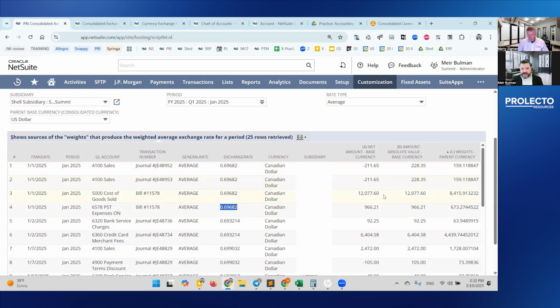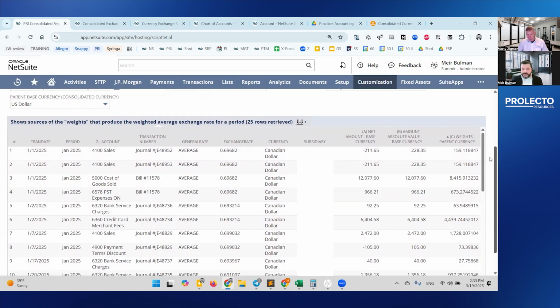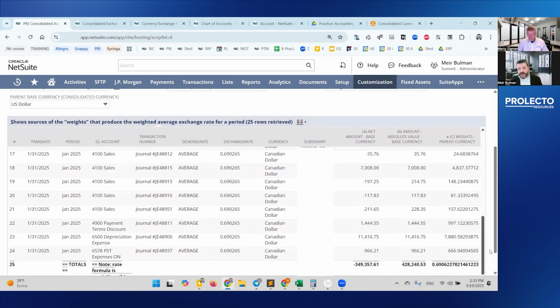Credits are expressed as negatives. I convert that to just an absolute value because I know that's what NetSuite does to get its amounts. And then I produce weights. So I'm taking the absolute value of the transaction multiplied by that day's exchange rate to give me a weight. And when you add all these things up, you can see in percentage terms how much 159 is relative to the total. Exactly. Well, what I do is a sum product at the end.